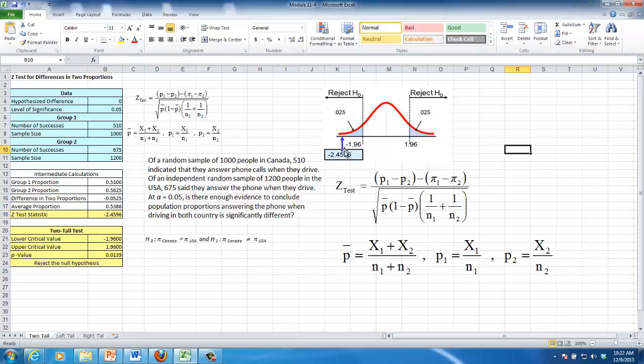So if you look here, minus 2.4596 is less than minus 1.96, which tells me H0 should be rejected and H1 accepted. There is a significant difference between American and Canadian drivers. I can tell this with 95% confidence. So the difference between 56% and 51% is a significant difference.